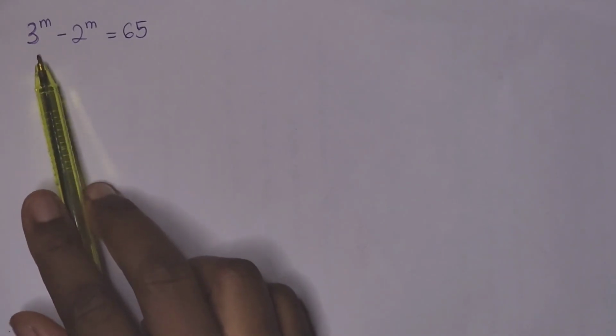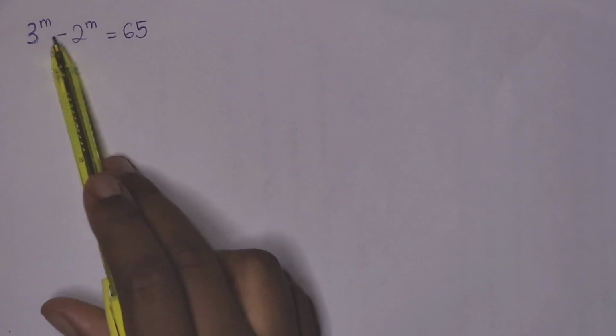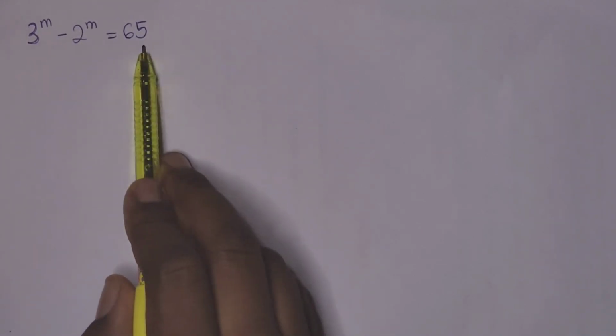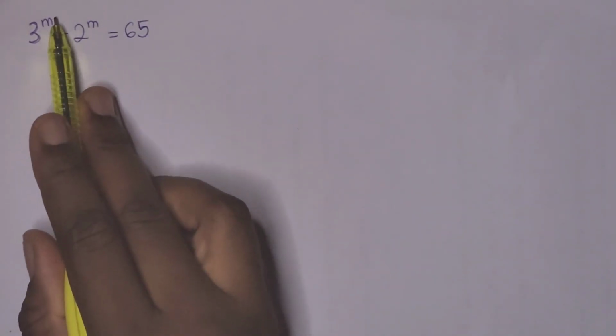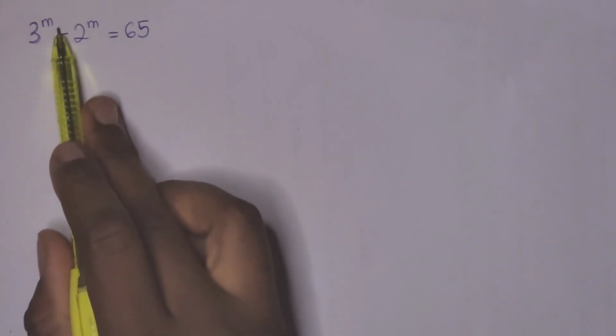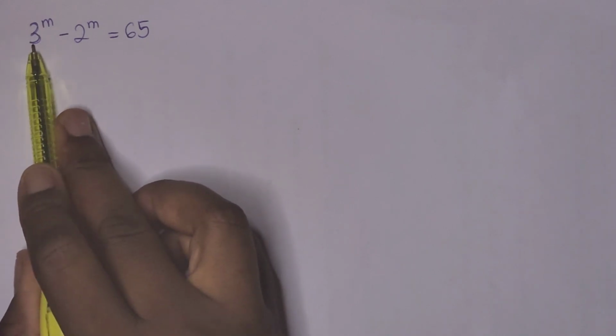So we want to solve this Math Olympiad problem. We have 3 to the power of m minus 2 to the power of m equal to 65. So for us to resolve this problem, let's look for a number and raise this particular 3 to the power of m to the power of that number. But that number should be equal to 1.